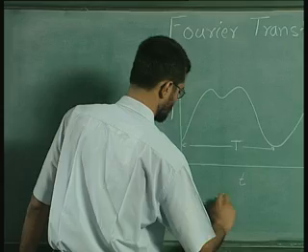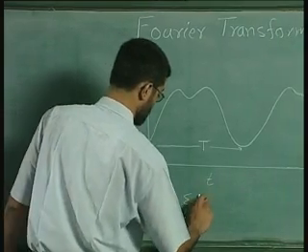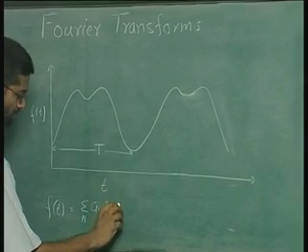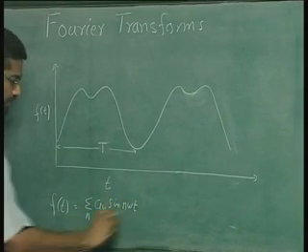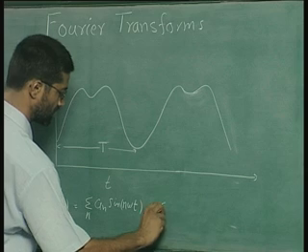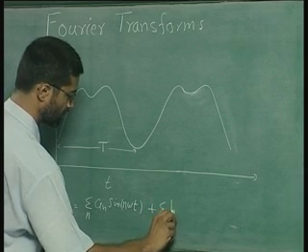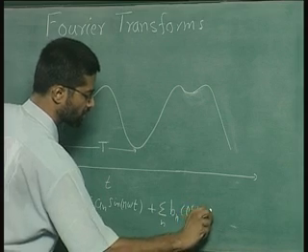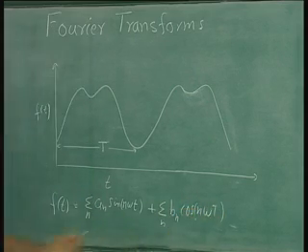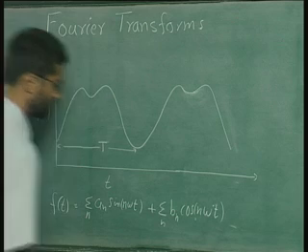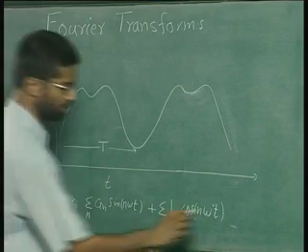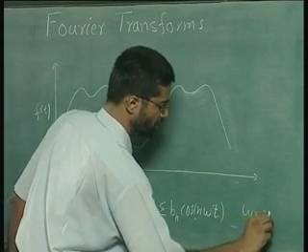sine and cos functions, that is, sigma n a n sine n omega t plus sigma n b n cos n omega t. So we know this is the Fourier series when this function is periodic, and where omega here would be 2 pi by T.